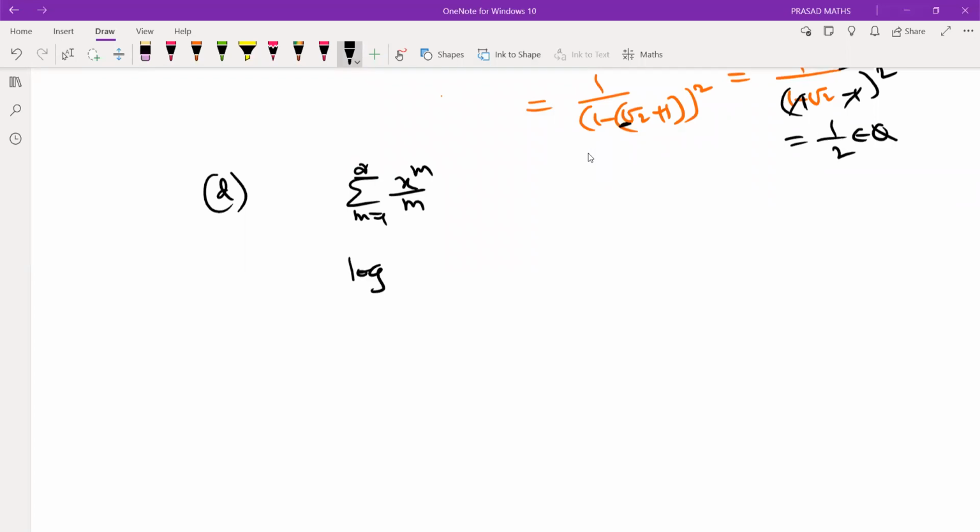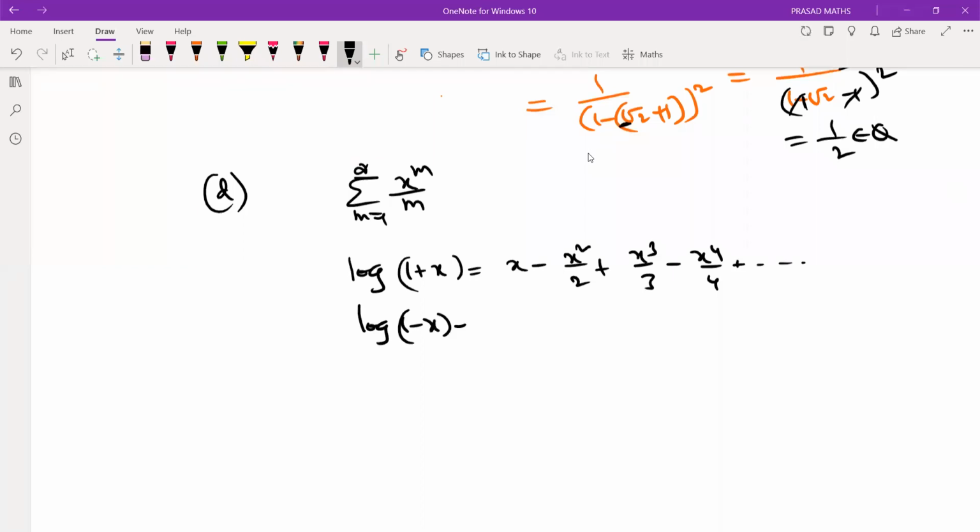So you need to know these definitions. Log 1 plus x is nothing but what exactly? X minus x square by 2, plus x cube by 3, minus x power 4 by 4, going on. Log 1 minus x is nothing but what? Minus x square by 2, minus x cube by 3. You can substitute minus x in place of x.